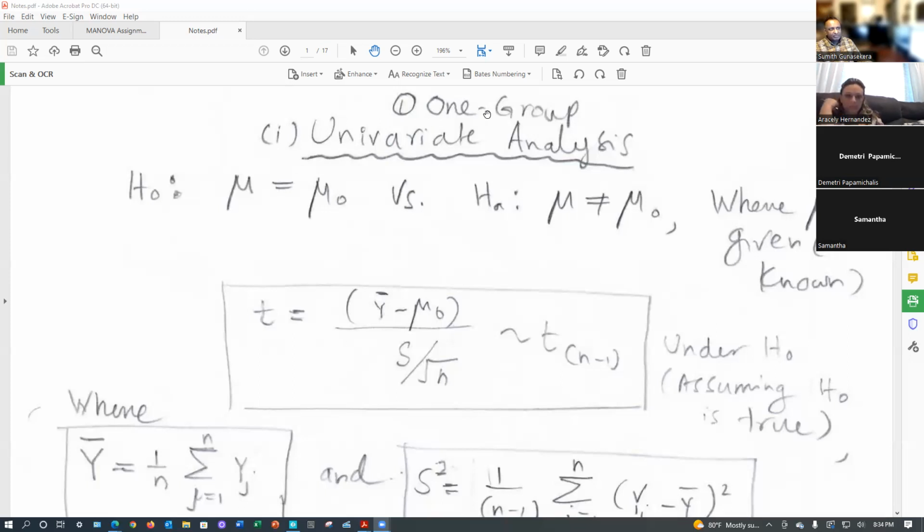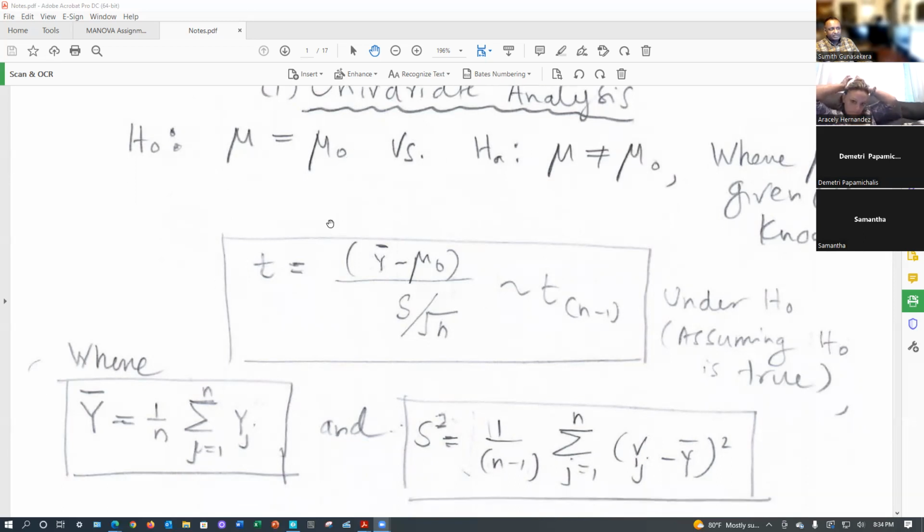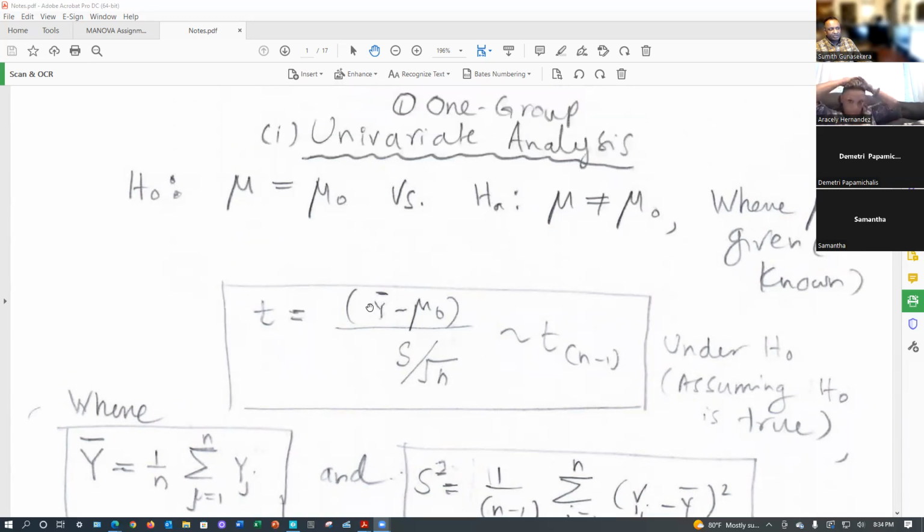You can remember when you have one group and you want to run a test to check whether mu equals mu naught. Mu naught is a given parameter. This is the population mean, which has been given at a certain point, and we see whether it can be tested against its counterpart. For that test, we use this test statistic. Can you remember? Y bar related to that population.